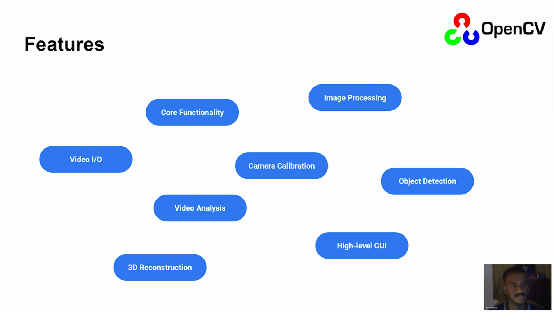And the last thing is 3D reconstruction. In one of my previous slides, I showed you how we could use two-dimensional depth maps of a LiDAR sensor and then turn it into a 3D reconstructed scene. So that is also possible using OpenCV. Okay, so these are a few core features and functionalities of OpenCV.